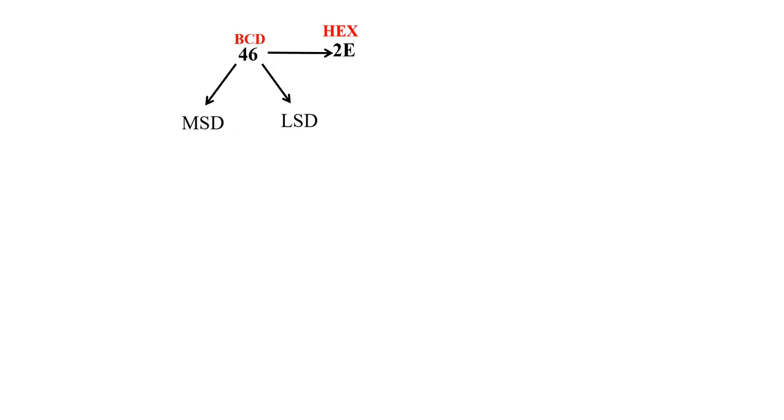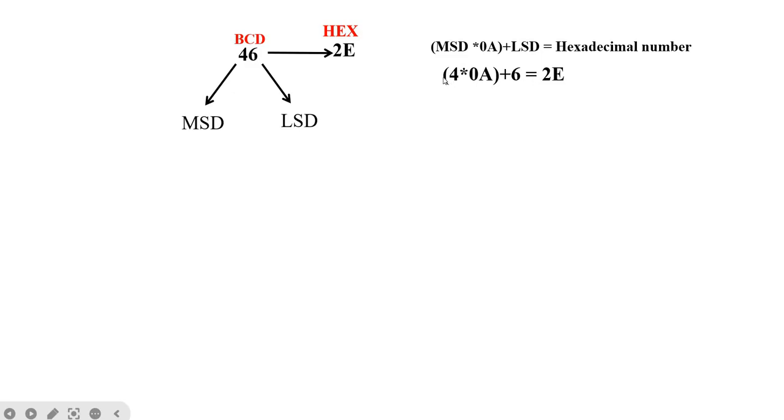Now we need to extract these MSD and LSD. For that, we have to multiply the most significant digit with 0A, and to this we have to add the least significant digit so that we get the hexadecimal number. The most significant digit here is 4, and we have to multiply it with 0A, and the product should be added to the least significant digit, that is 6, so that we get the hexadecimal number 2E.